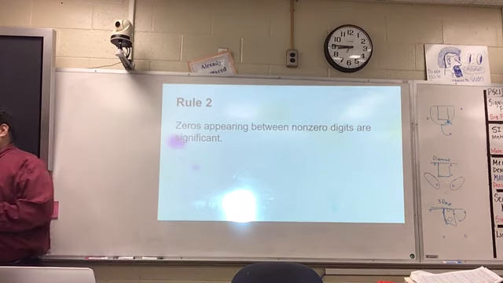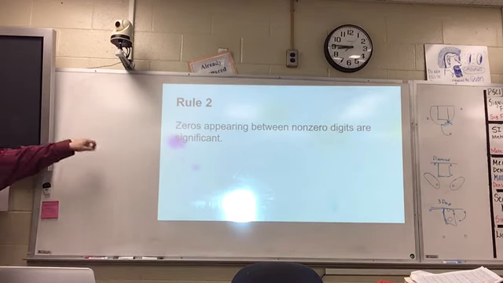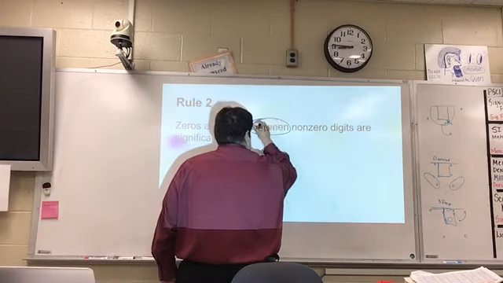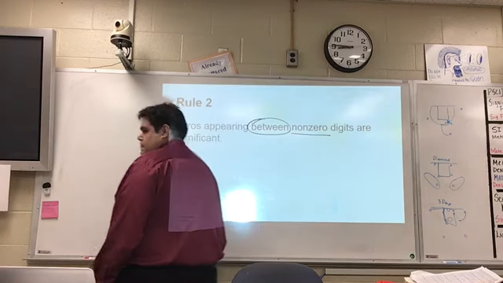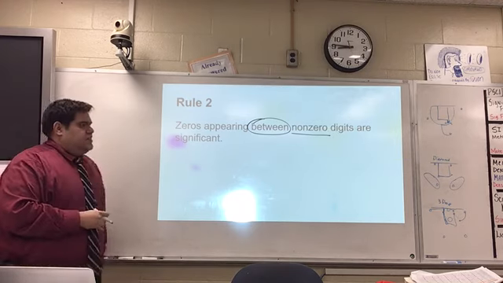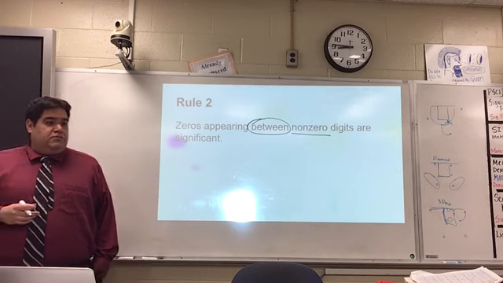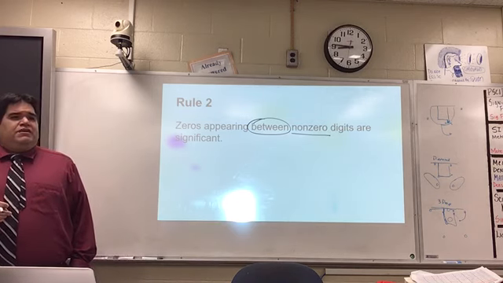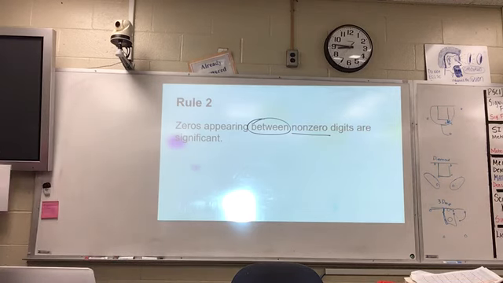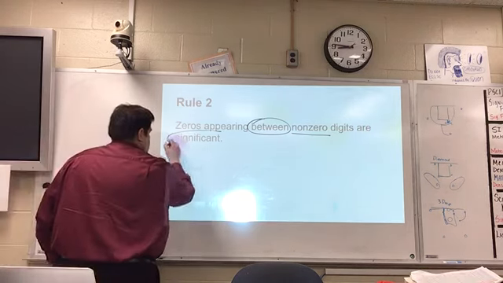So looking at rule 2, all right, rule 2 says this. It says zeros appearing between non-zero. Okay, so remember now, all the rules from this point on deal with zeros. So if it's a 0, you better pay attention to the scenario for the 0. If the zeros are between non-zero digits, Donovan, give me a non-zero digit. 1. Michaela, give me a non-zero digit. 5. So if I've got zeros between a 1 and a 5, the rule here says they count.